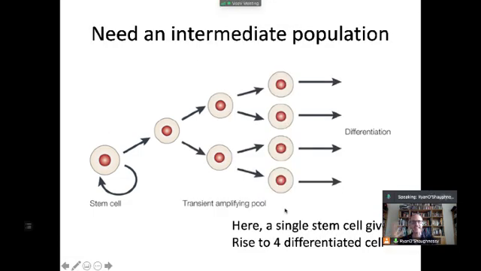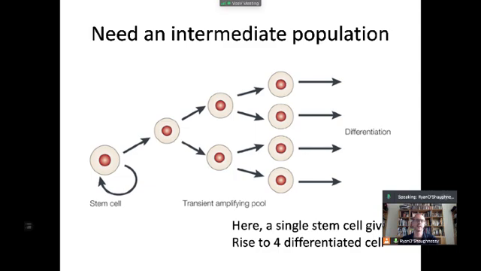So we need that intermediate population where a stem cell gives rise to 4 differentiated cells through an extra cell division. So typically these transient amplifying pool of cells, or transient amplifying cells, divide a limited number of times to provide amplification of that cell population. So the cell population is transient because it can only survive for a few cell divisions, and it's amplifying because it increases the number of cells in the final tissue.